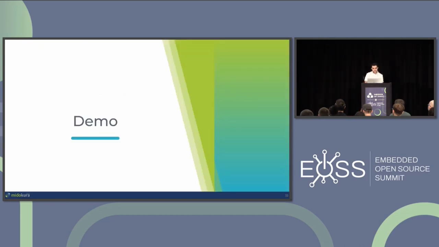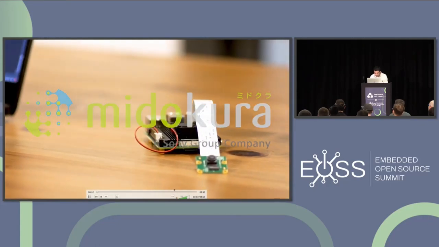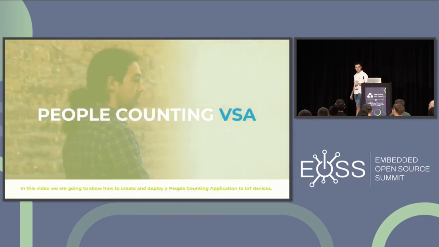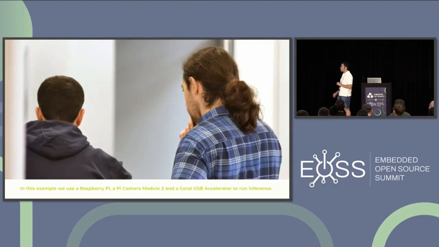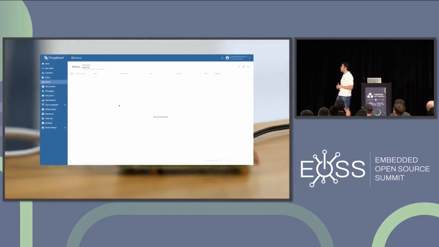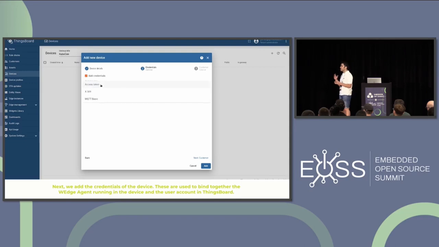And then here we have a demo that is for the people counting BSA. So basically, this people counting BSA is running on a Raspi with the Coral accelerator for doing the inference, and the cam is a Raspi CAM version 2. As you can see here, we are using ThingsBoard for doing the device registration, where you basically have to put the name of the device and put the certificates so that the device can map into the IoT platform.